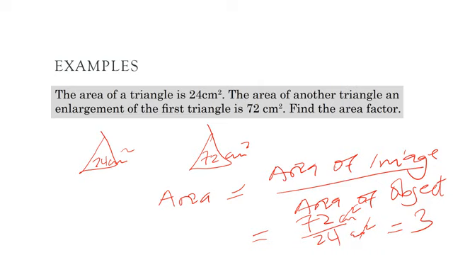The figures can be any shape. It can be a rhombus, it can be a rectangle, it can be a cube, it can take any shape. So to find the area factor, you do the same. You just find the area of the objects and the area of the images, then you get the ratio of that, and you find the area factor. Okay, so basically that's that.